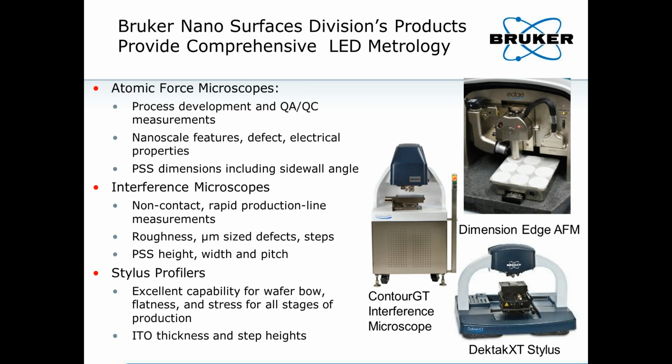Then moving into more rapid non-contact measurements with the 3D optical microscopes, looking at epi roughness over larger fields of view, micron size defects and steps, as well as PSS heights, widths, and pitches at a higher speed for production inspection, down to around the 2 micron by 2 micron scale, and pitches in that range can be done with the optical instruments. And then the stylus profilers provide excellent capability for the larger waviness structure for substrates, wafer bow, flatness, and stress for all stages of production, as well as ITO thickness and step heights.